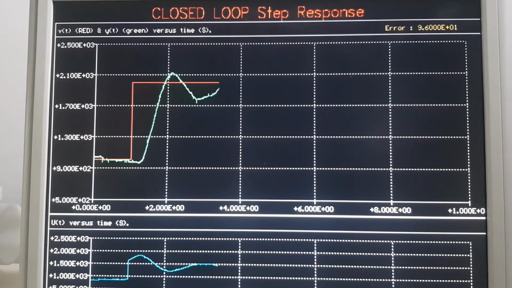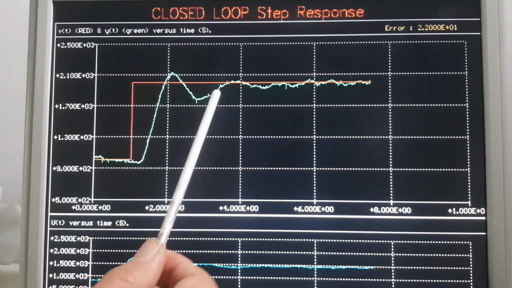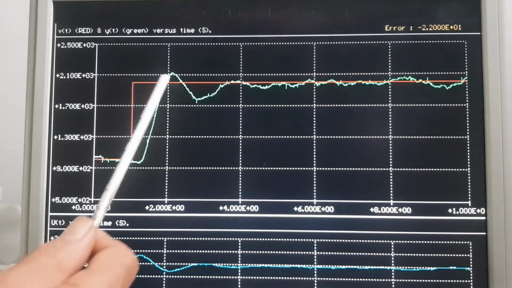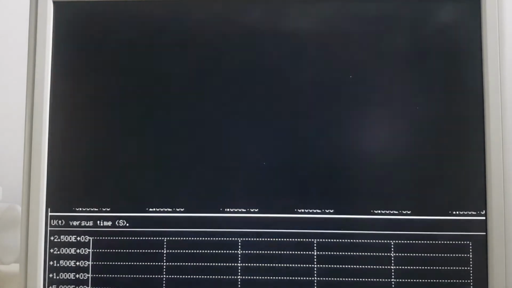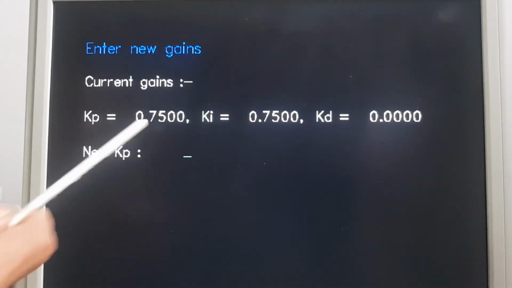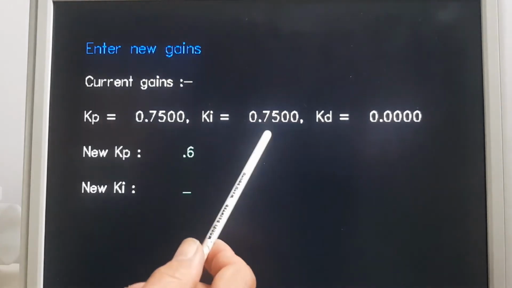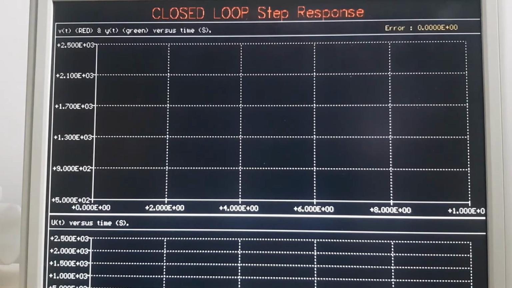This one has a little bit of overshoot, quite a bit of undershoot there. A lot of undershoot is an indicator that Ki is too low, and maybe this little bit of overshoot is indicating Kp is a bit high. So we're just going to shave a bit off this. So let's go for say 0.6 and just a little bit more here. So go for 0.8 and 0.